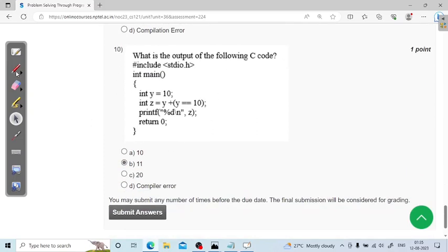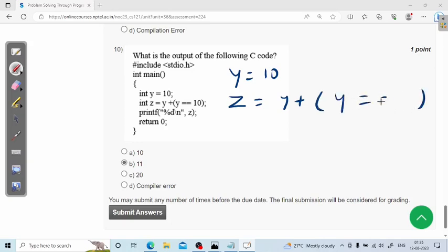It's the last question for this one. Here y is taken as value 10, and then we have an expression to solve, that is z = y + (y == 10). And you all know that the bracket has the highest precedence in this given expression. So first of all this bracket will be executed. The value of y is 10, 10 == 10, and you know that this is correct.